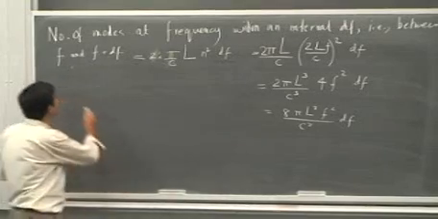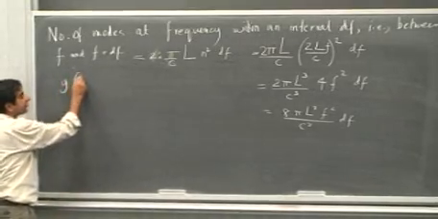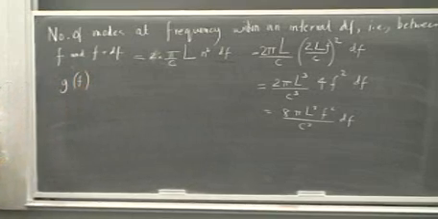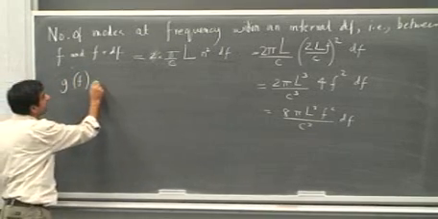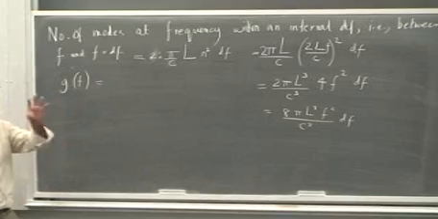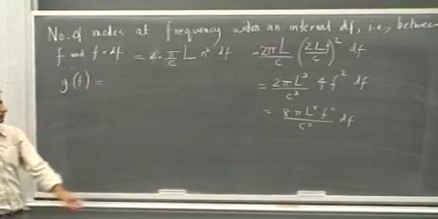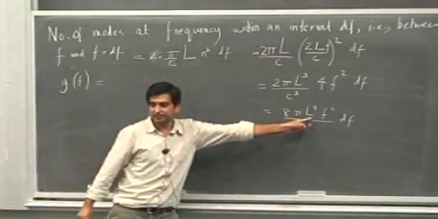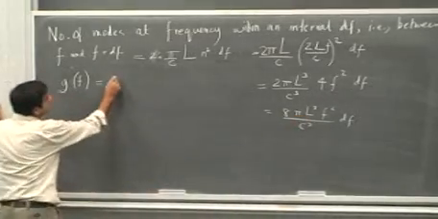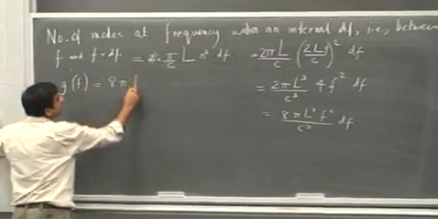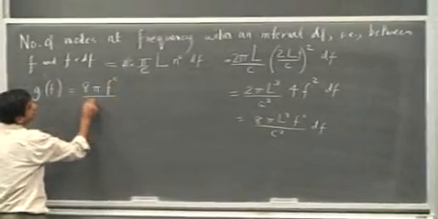So what is the density of modes? G of f is a function of f. The density of modes is the number of modes in a frequency interval df per unit volume. L cube is just the volume. So G(f) turns out to be 8 pi f squared over c cube.